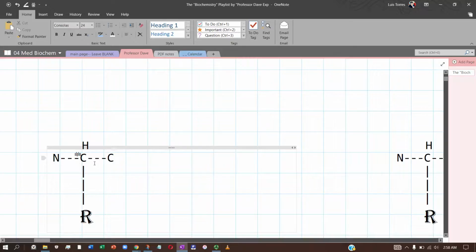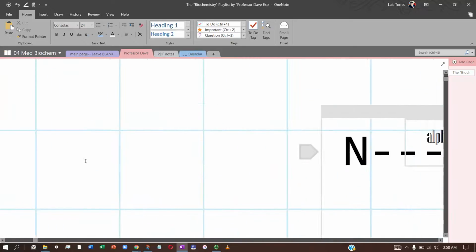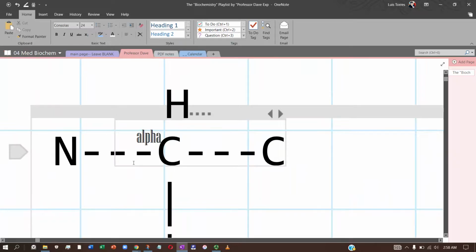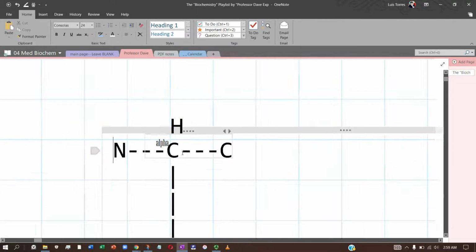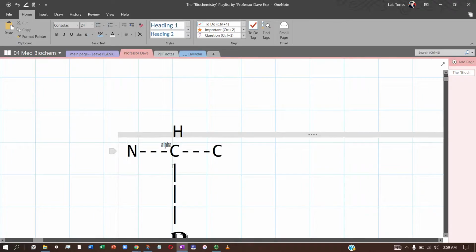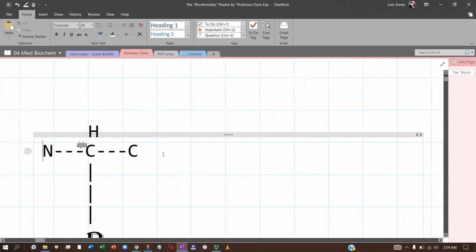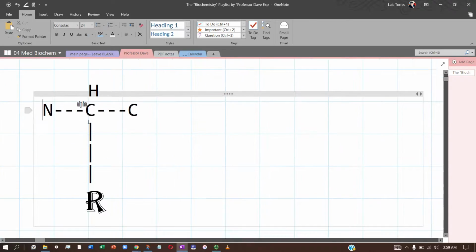So again, at the very foundation of proteins, you have your NCC. I think of it kind of like CNN, the news channel, except backwards. Instead of two N's, you have two C's and a single N, so NCC. This center carbon is the alpha carbon. It obviously has an H there, but moving forward, I won't include that. Coming off of the alpha carbon is your R group, aka your side chain.